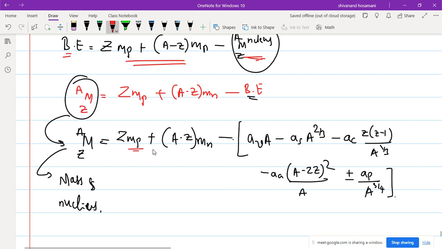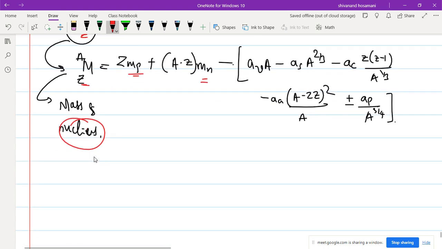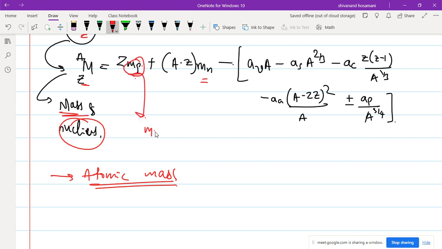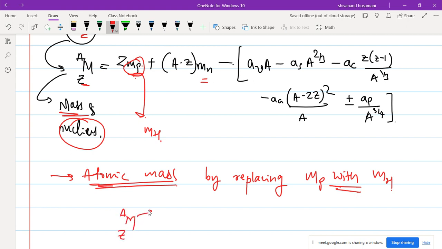What if I want to calculate the mass of the atom? If it is the mass of the nucleus, we can calculate by using this. But how do we calculate the atomic mass from the same formula using the same binding energy? Nothing, just replace mp with mH, and mn stays. By replacing the mass of the proton with the mass of the hydrogen atom, we can calculate the atomic mass, given by the same M(Z, A). This will be atomic, because we are going to add and subtract the electron mass there.